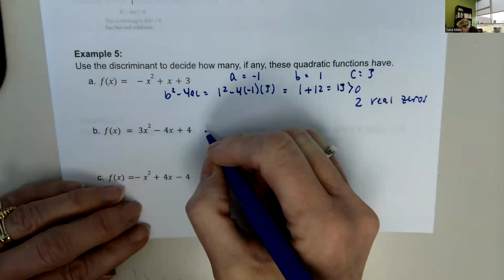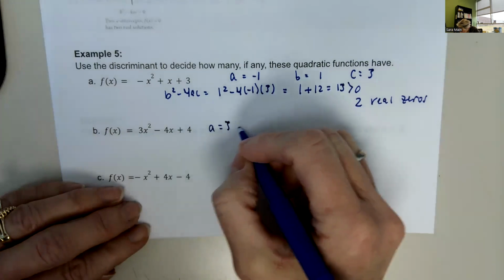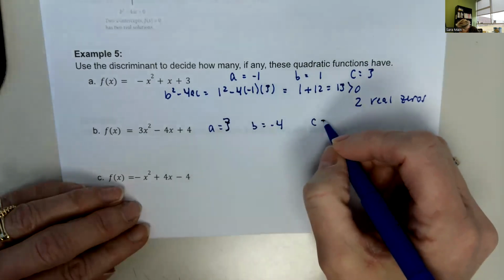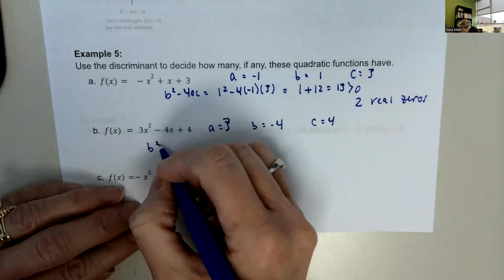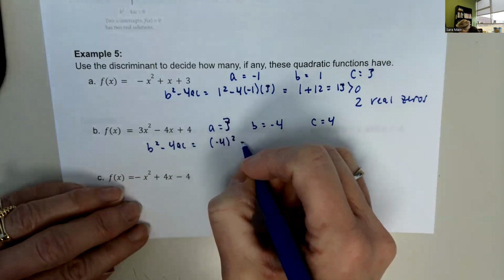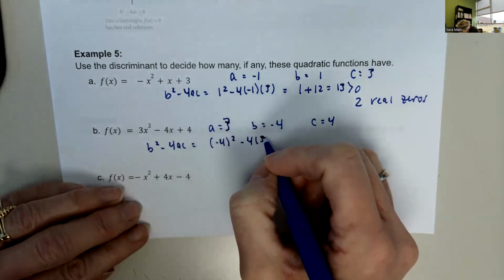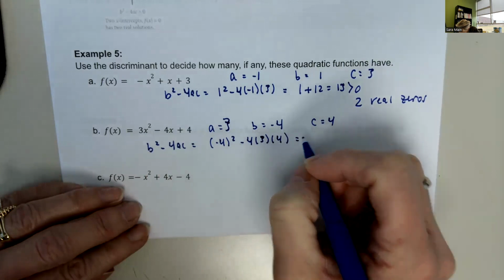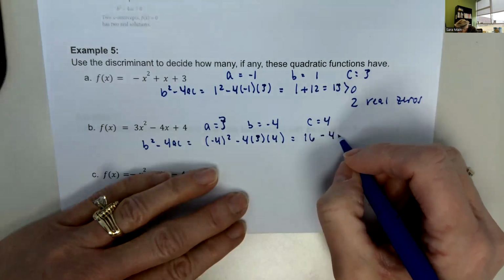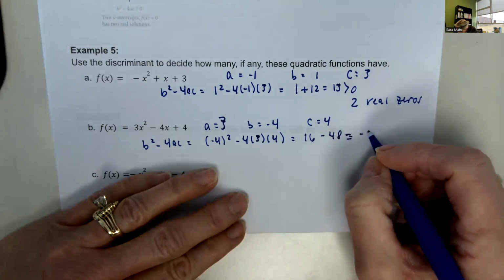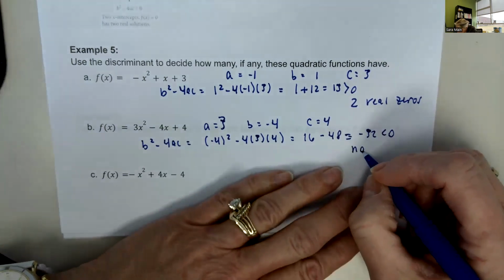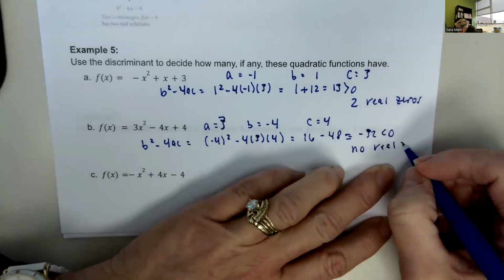Okay, the next one, a is 3, b is a negative 4, and c is 4. So b squared minus 4ac is a negative 4 squared minus 4 times 3 times 4. So that's 16 minus 48. That is a negative 32, and that's less than 0, so there's no real zeros.